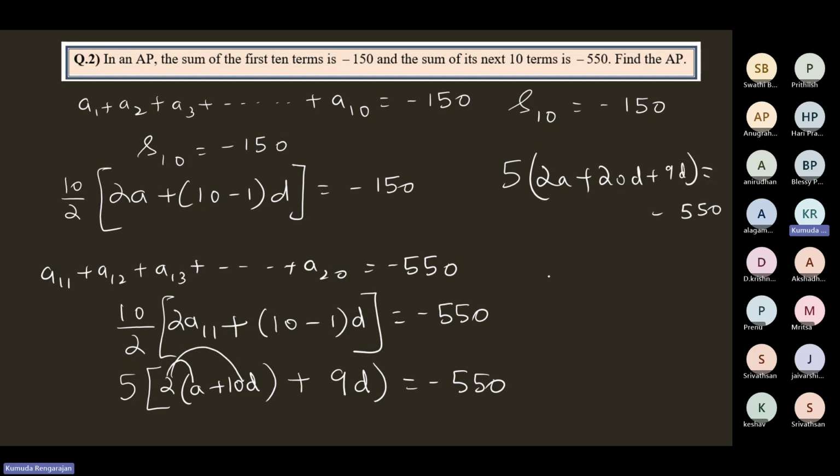So after this, you know how to handle it. You're going to get another linear equation in A and D. So now you have two equations in A and D. Solve the two equations to find the values of A and D. And once you find the values of A and D, you can generate the arithmetic progression.